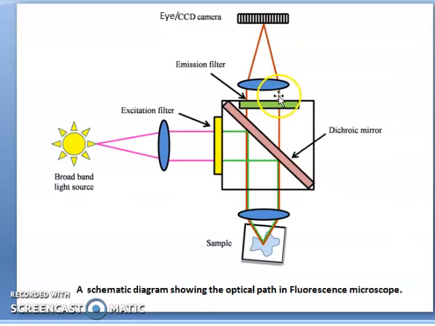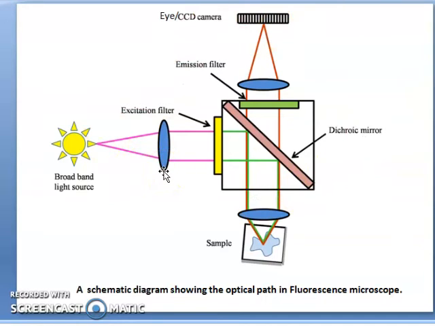This is the eyepiece, and the light will pass from here, and the final image will be formed behind the ocular lens, and that will be visualized either by the eye or the CCD, charge coupled device camera, that is further coupled to a screen from where we can see the final image that is obtained by this fluorescent microscope.